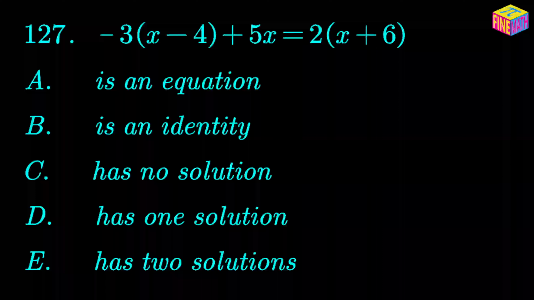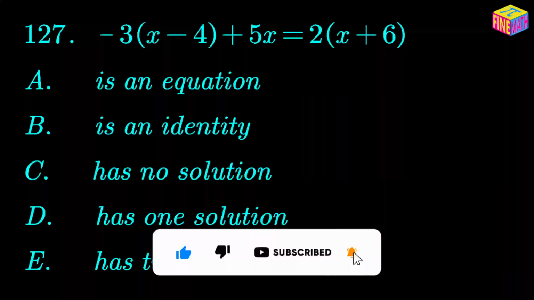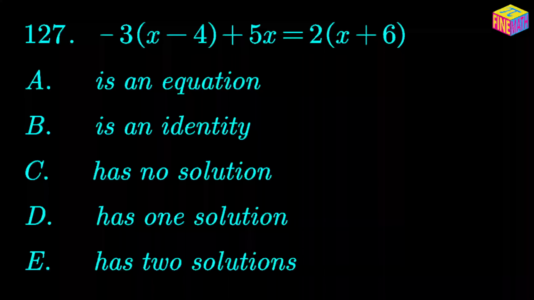So let's get started. In the question here we have an equation which is negative 3 times (x minus 4) plus 5 times x is equal to 2 times (x plus 6), and in the answer options it says that this is an equation or an identity, it has no solution, it has one solution, or it has two solutions. So we have been given 5 options to choose from, right?